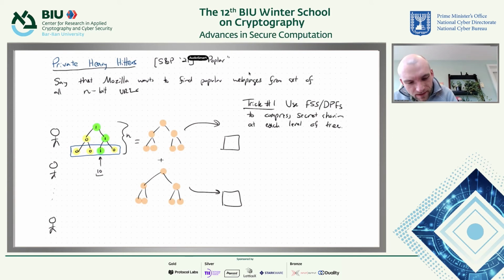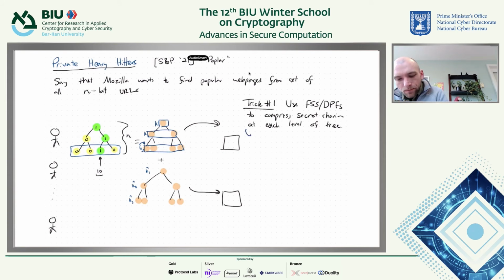So you can imagine, instead of sending these nodes explicitly, the client sends keys for each level to each of the 2 servers. And the servers can expand these keys out to get the values of the secret shares of these nodes using distributed point functions. So that's cool. That's the first trick.